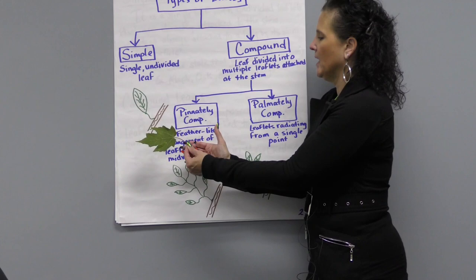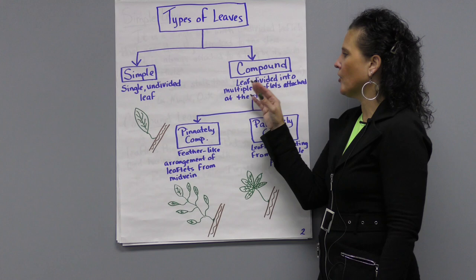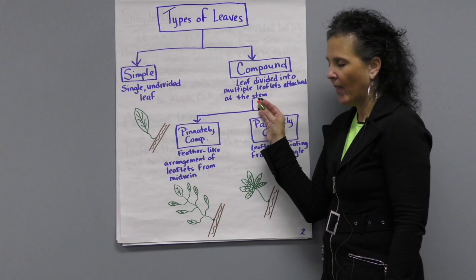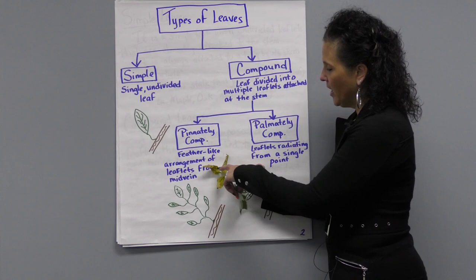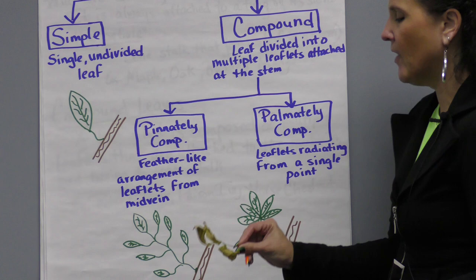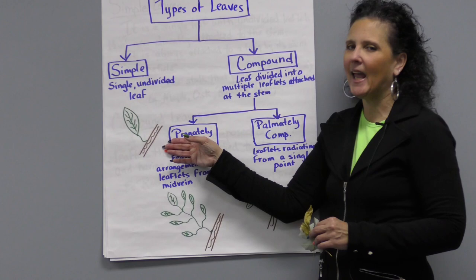Then, of course, if we have simple, we also have compound. And compound, the leaf is divided into multiple leaflets that are attached at the stem. So if you look at this leaf, this would be a compound leaf. We have 1, 2, 3 leaflets all attached at the stem. But then we have to say there are two different types of compound leaves. The first type we look at are called pinnately compound.